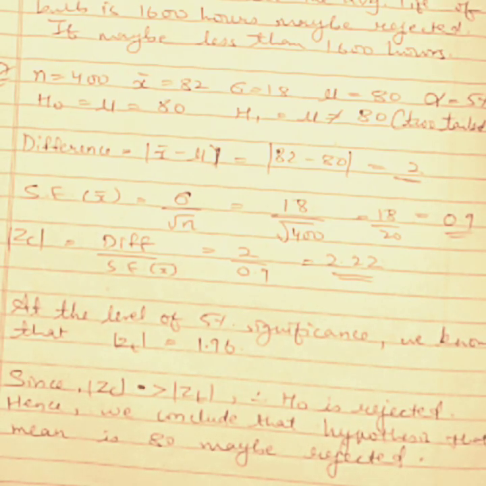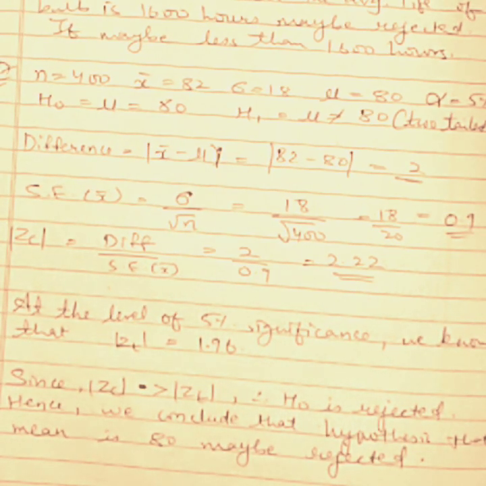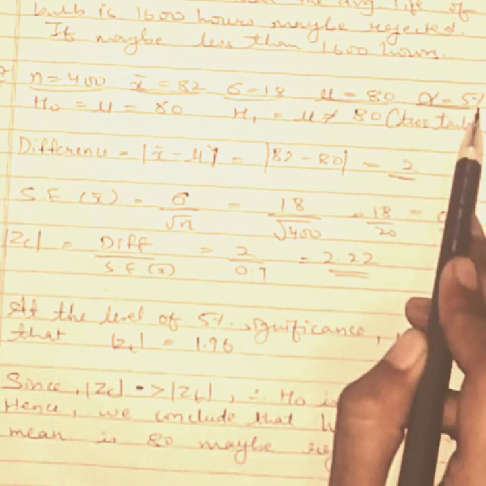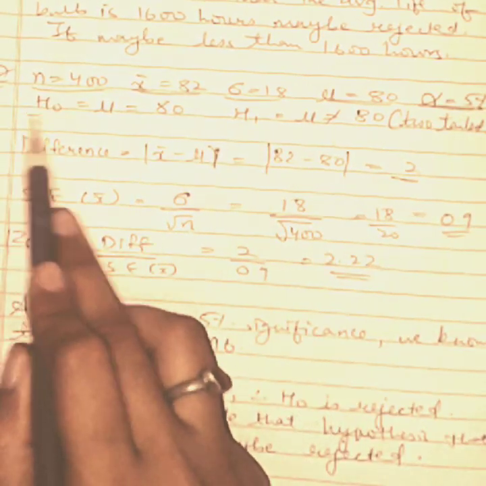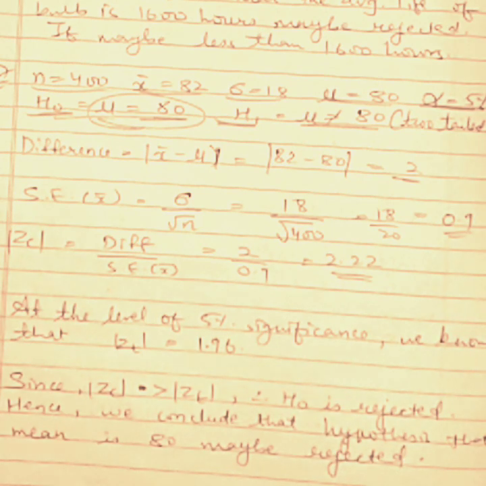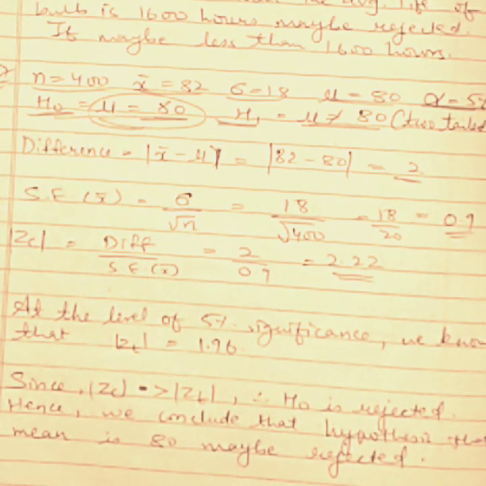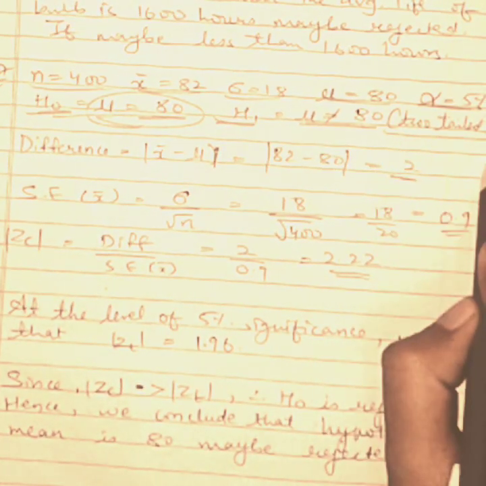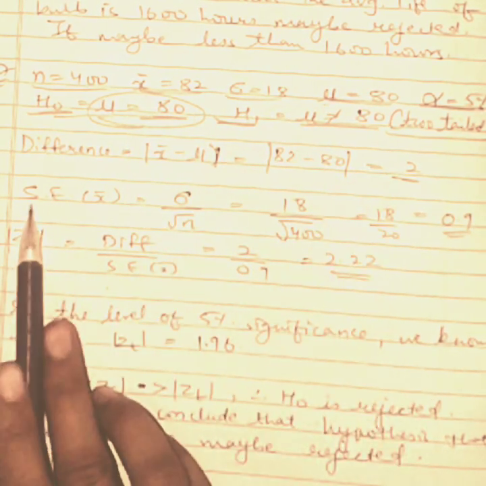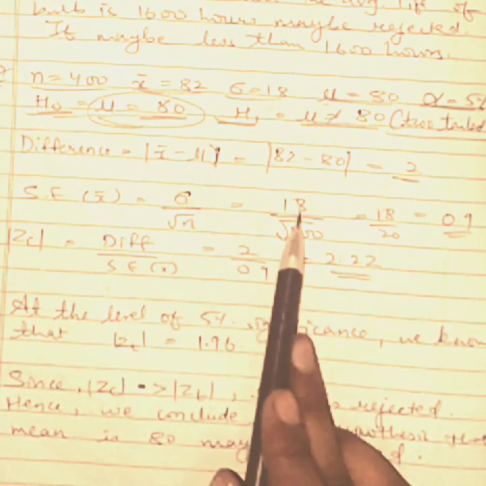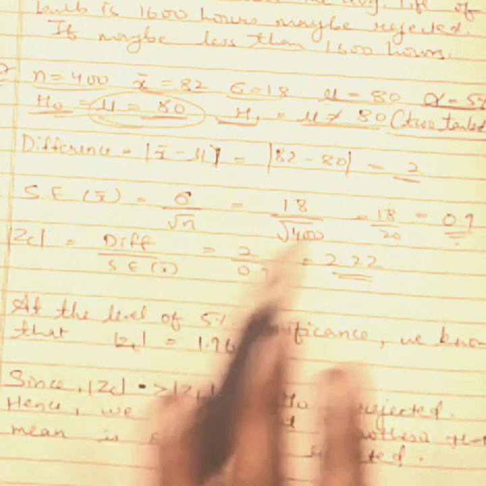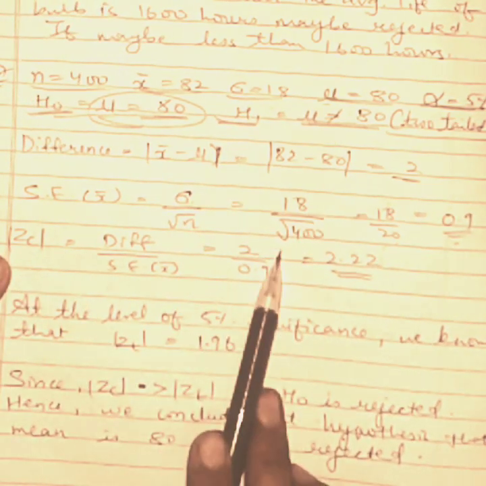Now let's see the solution of this next sum. It is also easy, as we have seen in the question. n is given, x bar is given, standard deviation is given, mu is given, and alpha, as it is not mentioned, we will take as 5%. H0 is that mu is 80. H1 is that mu is not 80. As it is a test of whether the mean is 80 or not, it will be considered a two-tailed test. The difference is x bar minus mu, that is 2. Standard error is standard deviation upon root n, 18 upon square root of 400, that is 20, so 18 upon 20, 0.9. ZC is the difference upon the standard error, 2 upon 0.9.